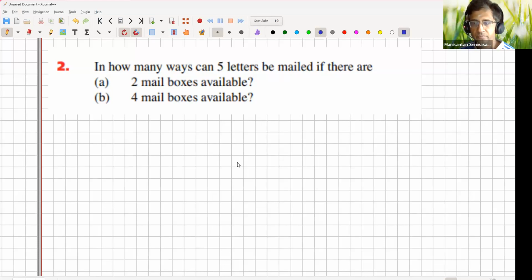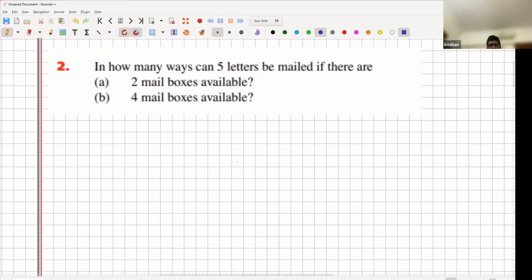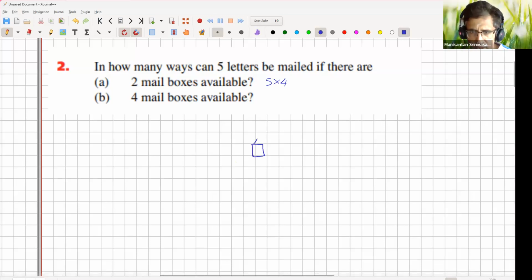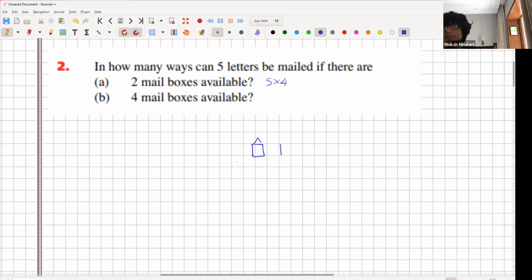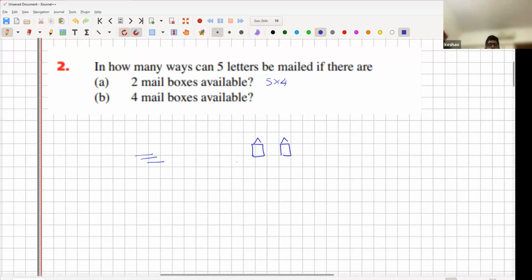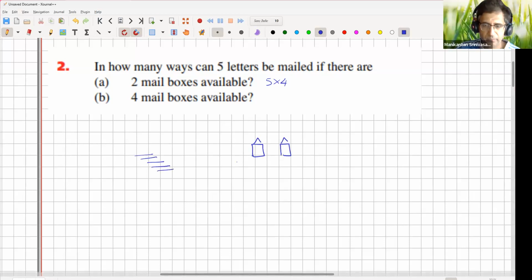Okay, Keshav, want to take this one? Yeah, for A, I got 20 because 5 times 4. Why 5 times 4? What is the logic for 5 times 4? Because you have 2 mailboxes, and in one mailbox you have 5 options, and then the next mailbox you have 4 options, right? No. Just one second, Moksh, just to be very clear. So these are the 2 mailboxes. I still have to mail all my 5 letters. Oh, okay, I did it wrong.